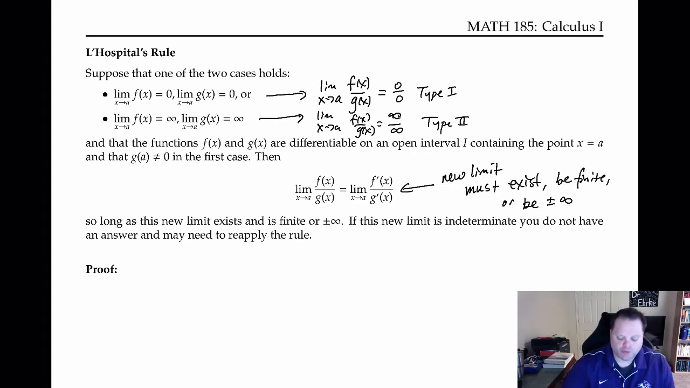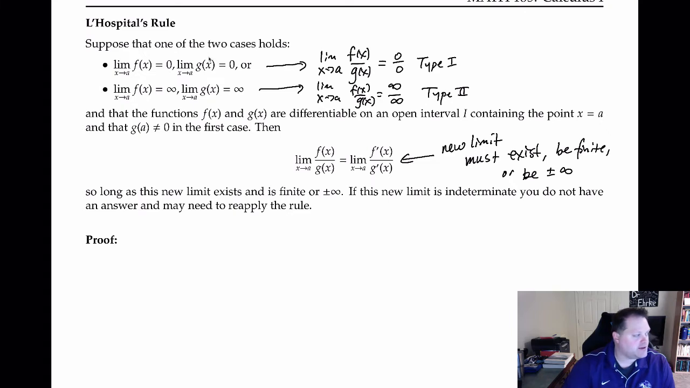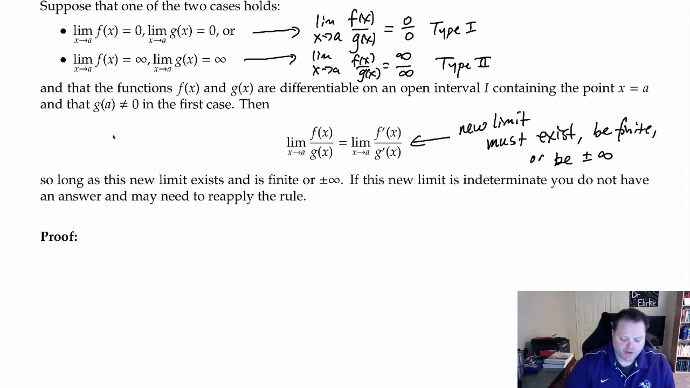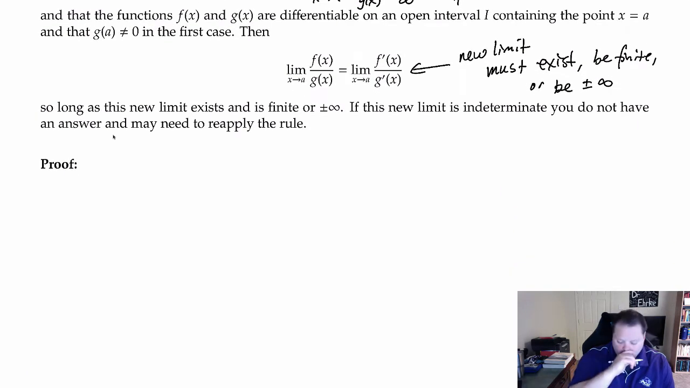All right, I want to prove this, and I'm going to prove the 0 over 0 case that this works out. The infinity over infinity case is really similar. So here's a go at the proof. I want us to consider the limit as x approaches a of f of x over g of x, which turns out to be 0 over 0.